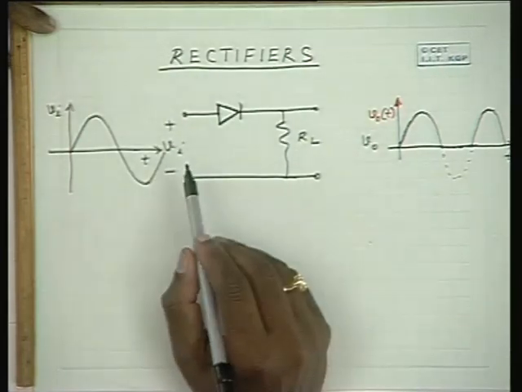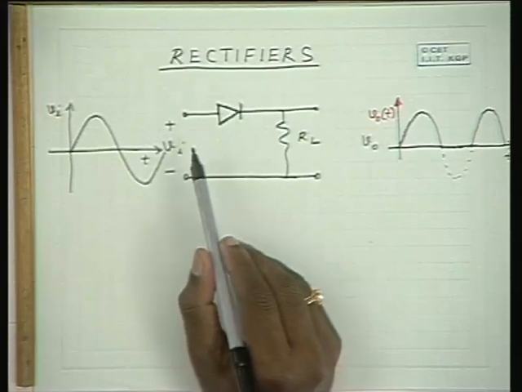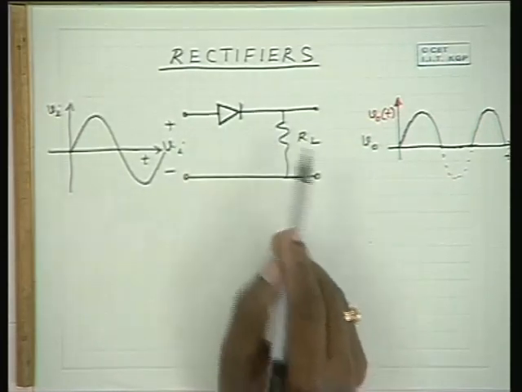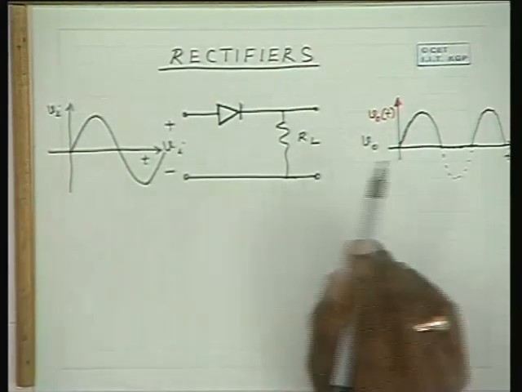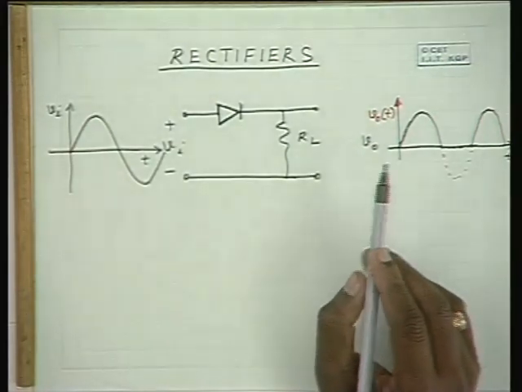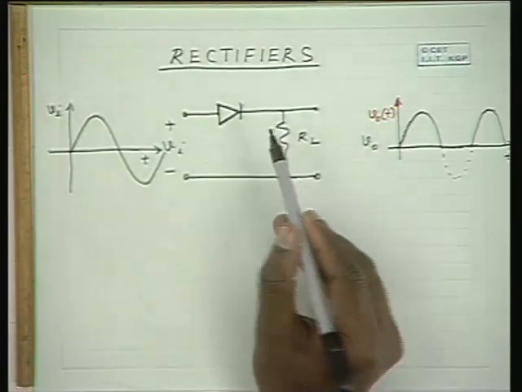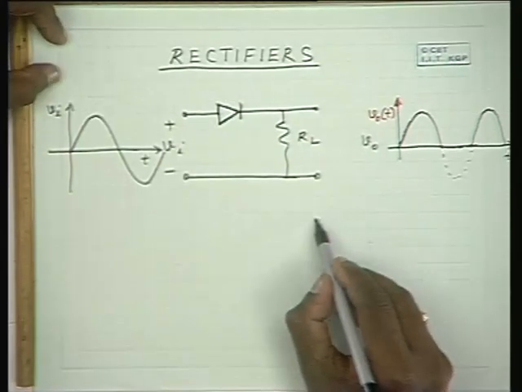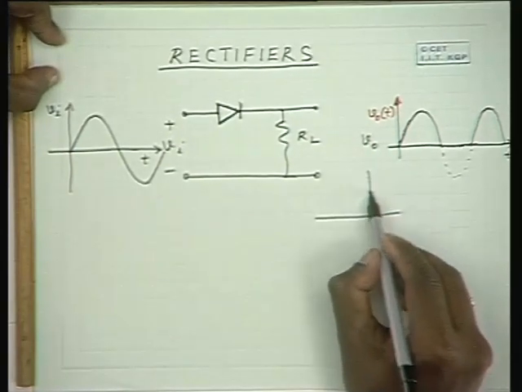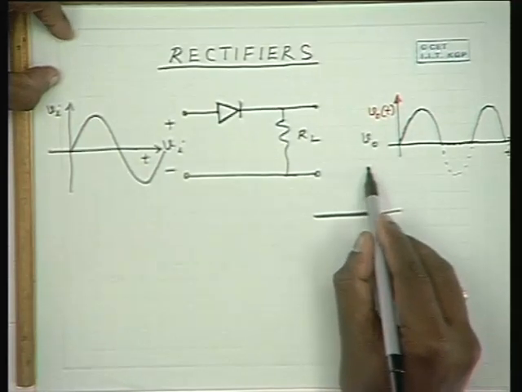For positive half cycles, do you expect zero resistance and zero voltage drop across the diode, and the whole voltage is passed to the load? And during the negative half cycle, you expect the diode to offer infinite resistance and not allow any current to pass through. So ideally, a rectifying diode characteristic should be like this.